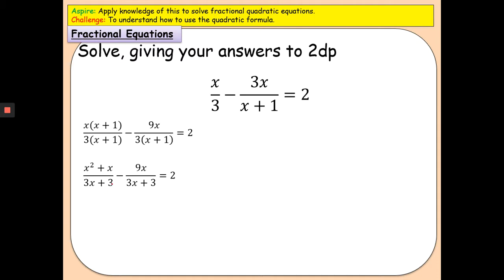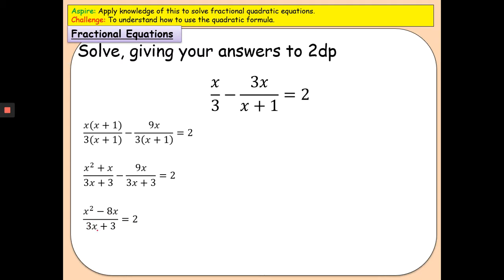Next thing we can do now, because we've got the same denominators, is sort out the numerators. So if it was add here, we could add them. Because it's take away, we're going to take it away. So we've got x squared plus x take 9x. Well, we've only got to work out what x take 9x is. So you end up with minus 8x. So it's going to look like that: x squared minus 8x over 3x plus 3 equals 2.